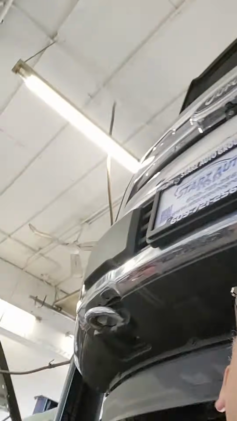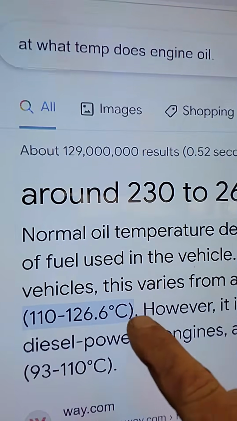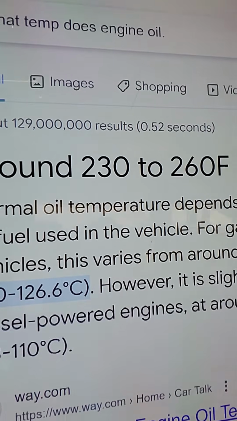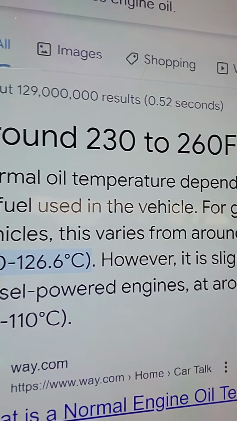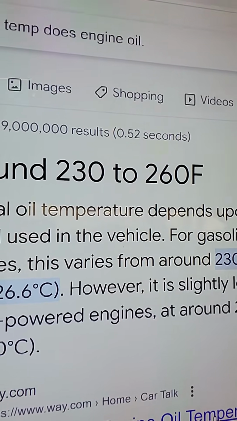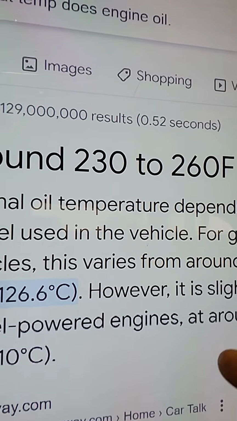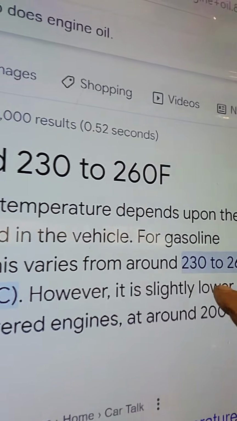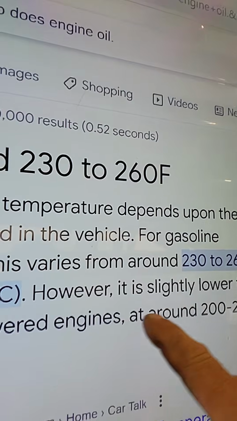So, I wanted to know, normal oil temperature depends upon the type of fuel used in a vehicle, because every fuel has a different volatility, I'll use that word, okay? So, race gas, alcohol, ethanol, they all burn at different temperatures, okay? So for gasoline vehicles, this varies from around 230 to 260 Fahrenheit, okay?